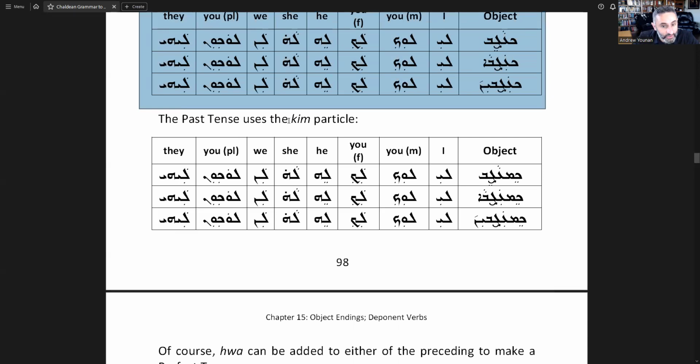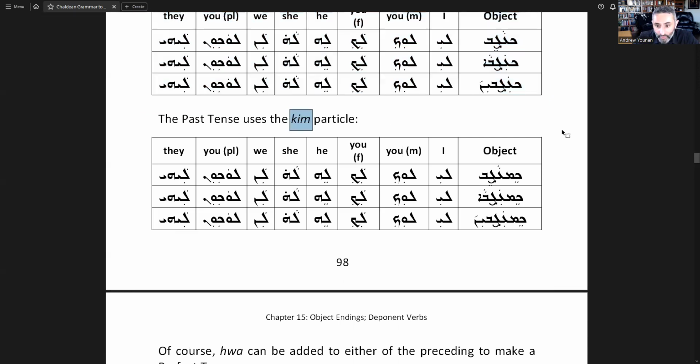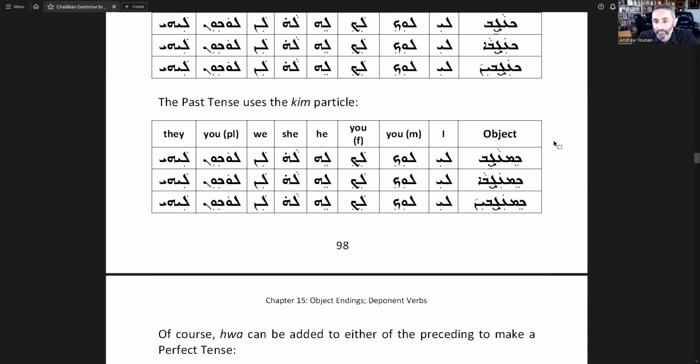The past tense uses the kim particle. So we've learned it, now we're going to use it again. Kim ajibli, I liked your house. Kim ajibluch, you liked the house, whatever it is. So this is for masculine. Same thing for feminine. Kam ajbali. So if the object is feminine and you liked it back in the day, kam ajbali brata, I liked her. Kam ajbaluch, kam ajbalach, and so on.